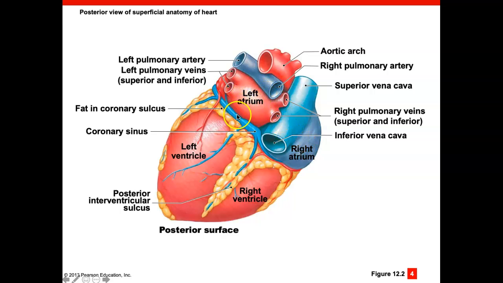This big one here, coronary sinus, is going to take the blood that the heart uses itself to stay alive. So the heart has to use blood to keep working, and that used blood is going to go into the coronary sinus and drain into the right atrium.